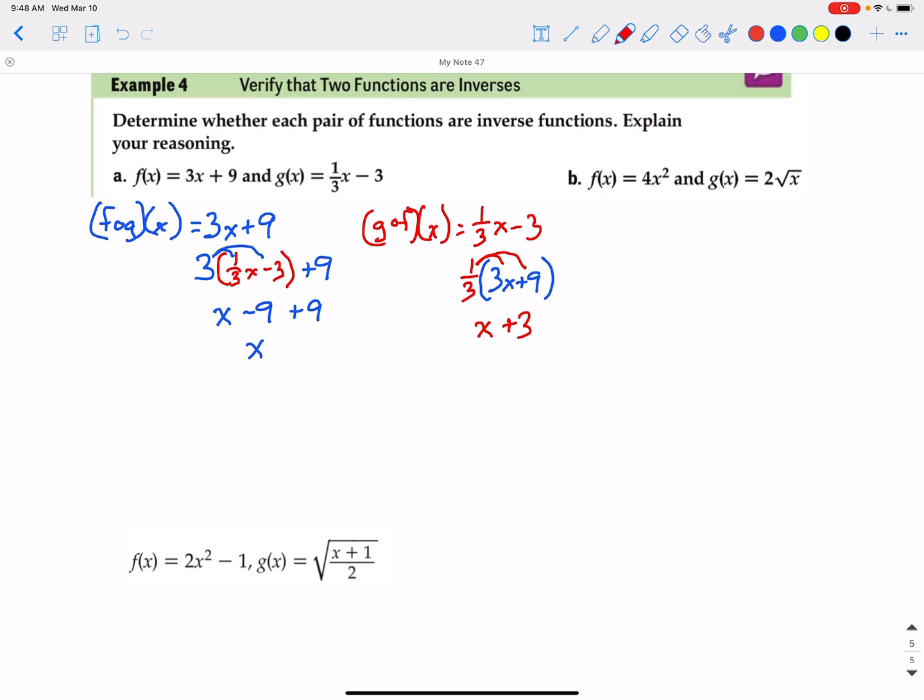And I did forget to bring down this minus 3 hanging on the outside there, so I'll bring it down now. And x plus 3 minus 3 is just x. So you can see that we also get x on g of f. So since we get f of g is x, and g of f is x, that means that, yes, these are inverses.